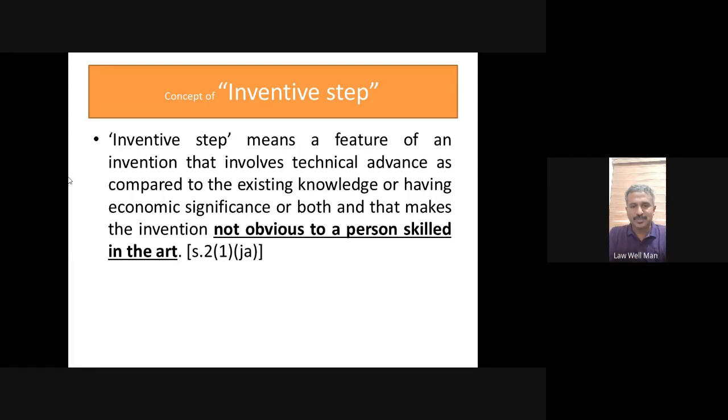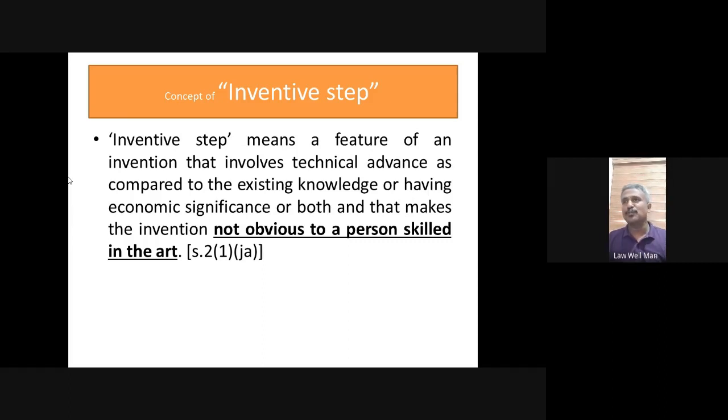Just think like this. If you are showing this particular patent application to an ordinary person skilled in the art in that area, and he says, this is obvious to me, I would have done it, I could have foreseen it, there is nothing great in it. If the person gives such a response, it means that there is no considerable technological advancement between the present existing thing and the thing that is being claimed patent for.